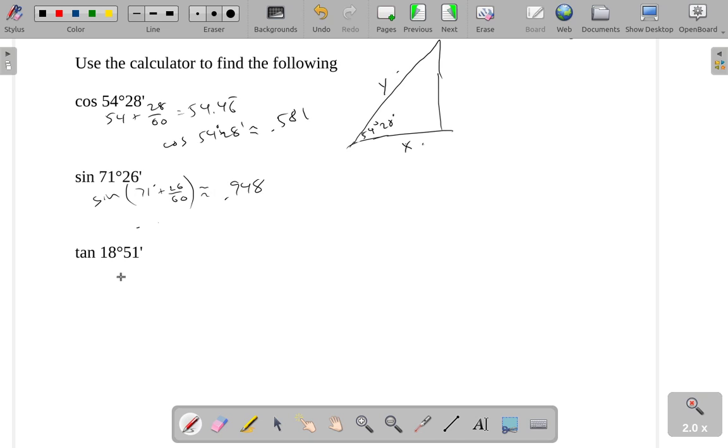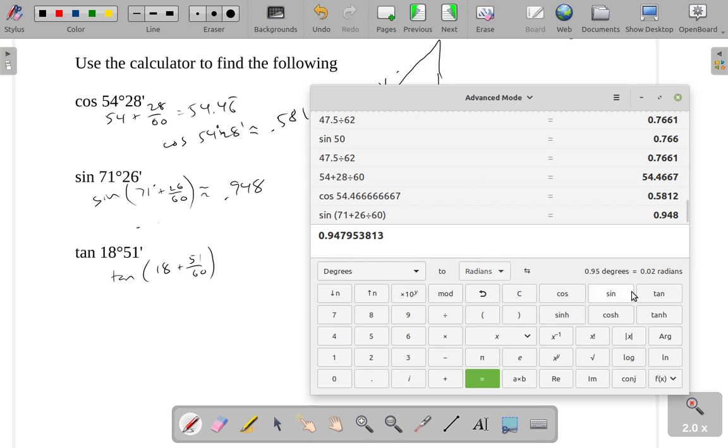And finally, tangent of this would be tangent of 18 plus 51 sixtieths. So I'll hit tan on my calculator. Parentheses, 18 plus 51 sixtieths gives me 0.341.